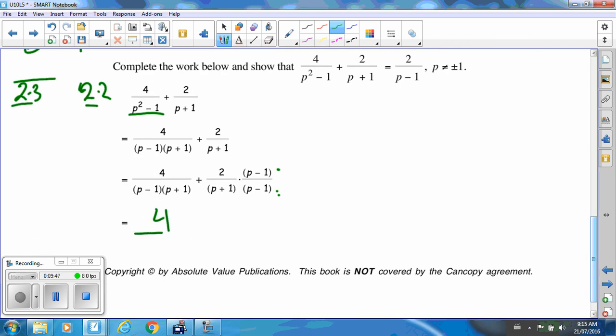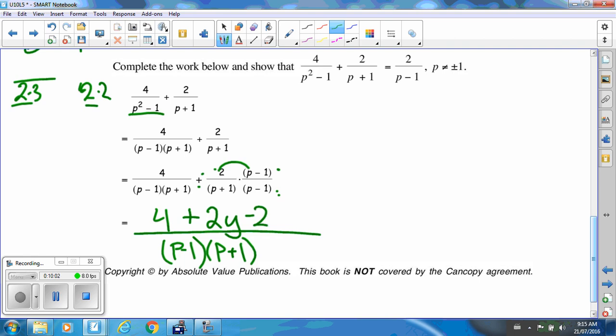So this is going to be 4 over my common denominator now. And what I'm going to have here is I have to distribute this thing through, and it's a plus 2. Got to be careful, always be on the lookout for minuses. So 2p minus 2, and now I put together my like terms. So 2p minus 2 all over p minus 1, p plus 1.